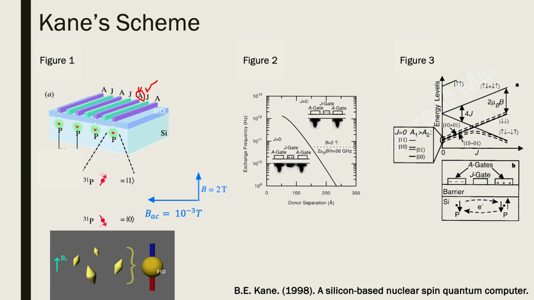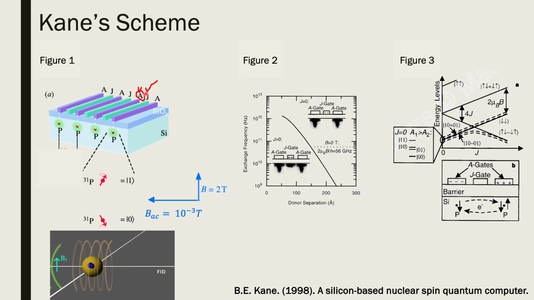To help your understanding, I attached a video that helped me a lot. In this video, B naught equals a DC magnetic field of 2 Tesla, and the direction of the AC magnetic field is east to west with 10 to the power of minus 3. Here, it shows the nuclear spin of phosphorus.